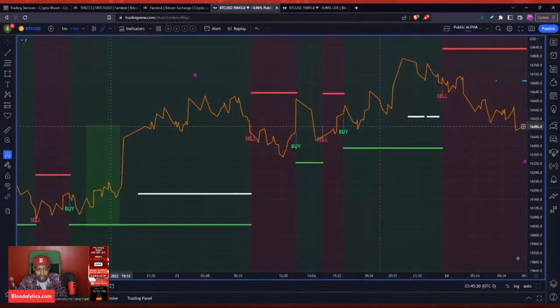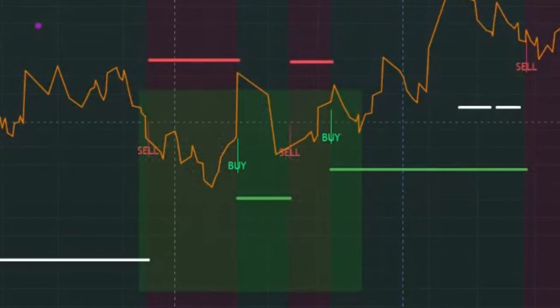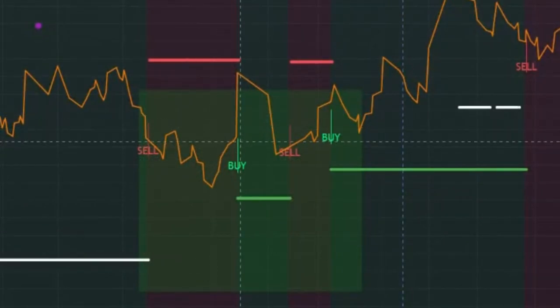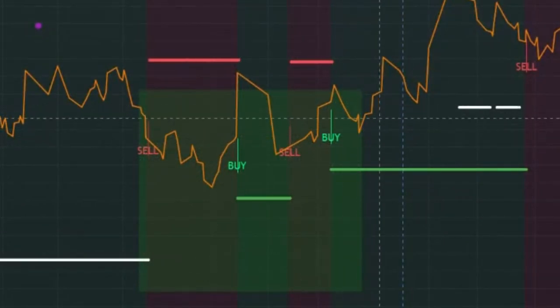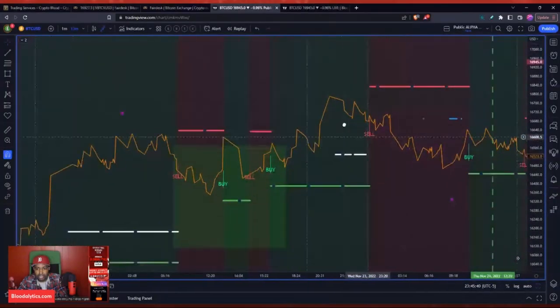As you can see here, let me just bring this out, this area right here, a lot of toggling back and forth. So you have to be patient. Short, long, and finally on that long we did get some profits there.